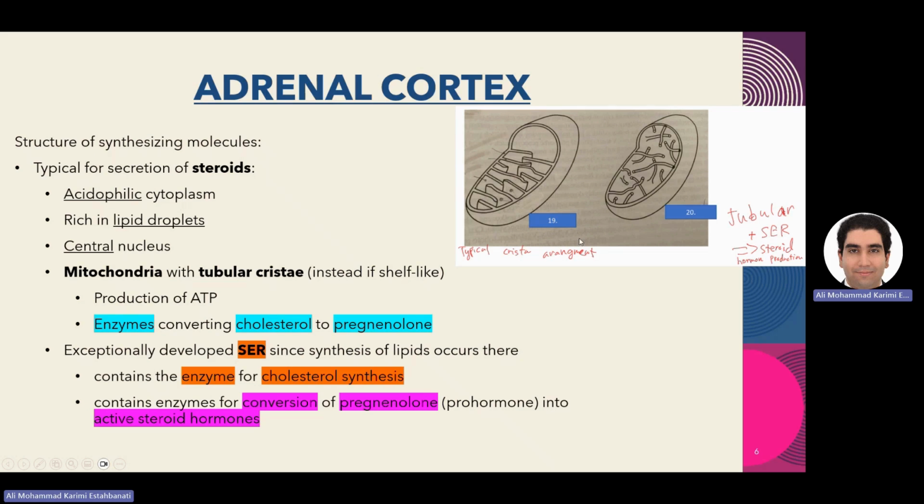How does it do it? Basically, besides producing ATP, the mitochondria have an enzyme that converts cholesterol to pregnenolone, which is another name for a prehormone. And the SER will convert that pregnenolone to the active steroid hormones. So that's how these 2 work with each other.